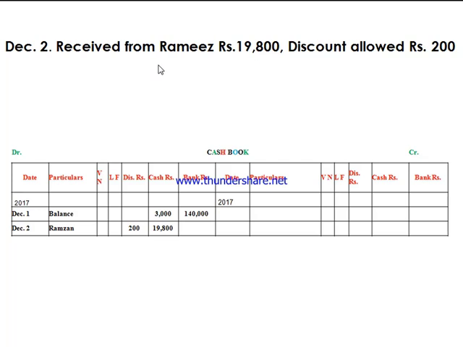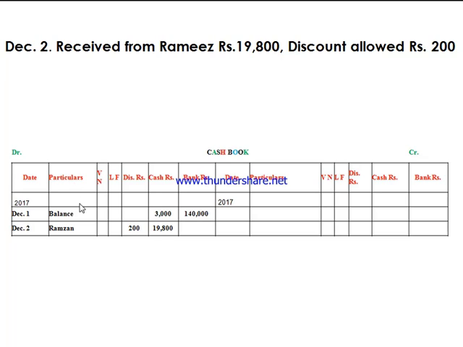So we will write down this transaction on the receipt side or left hand side or the debit side of the cash book. So write down the date first of all, December 2. In the very first row after the balance, the next row, we will write down the date. Then the source, particulars, detail from where this transaction has happened. This cash or the discount is related with Ramesh.